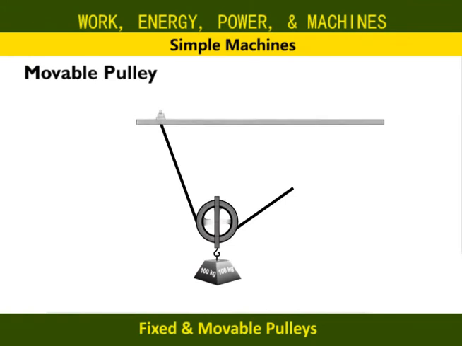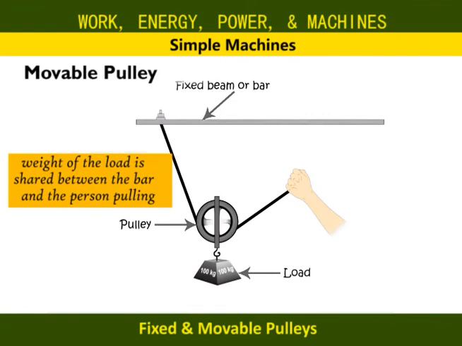In a movable pulley, the pulley is not tied to any beam or bar. One end of the rope is tied to a fixed beam or bar, and the other end is free to be pulled, and the pulley is at the center to which the load is attached. This way, the weight of the load is shared between the fixed bar and the person pulling the rope.